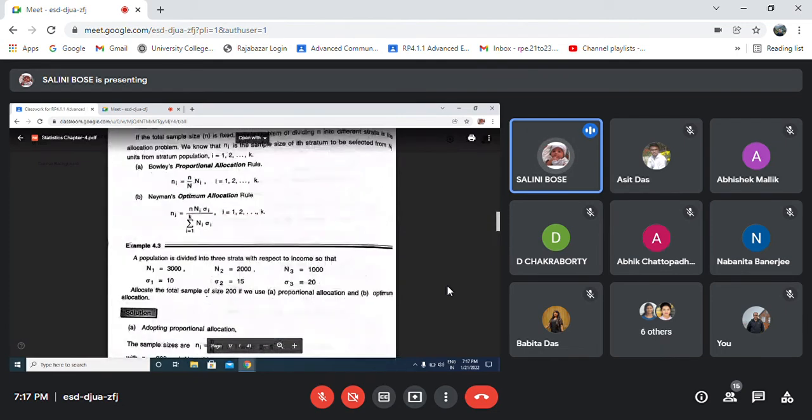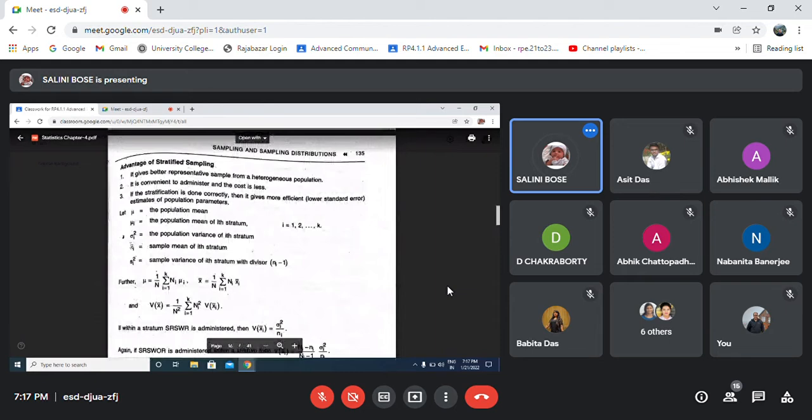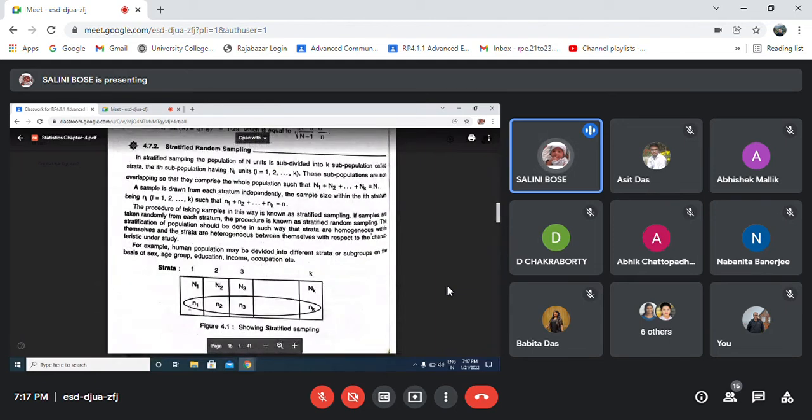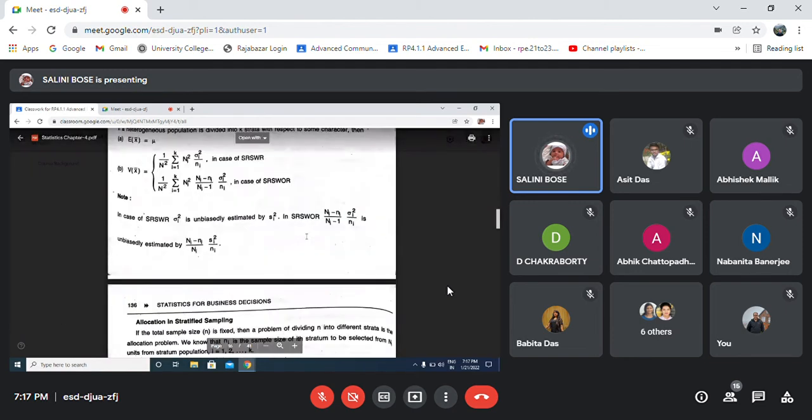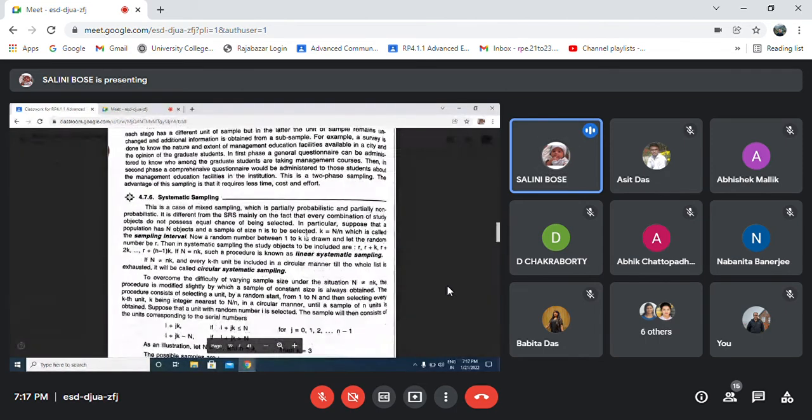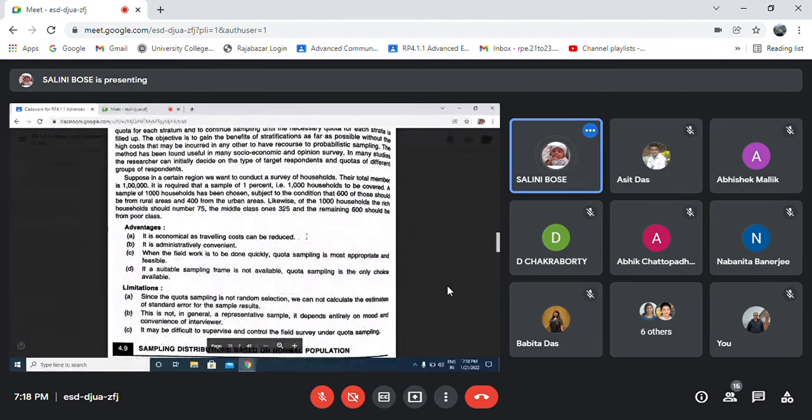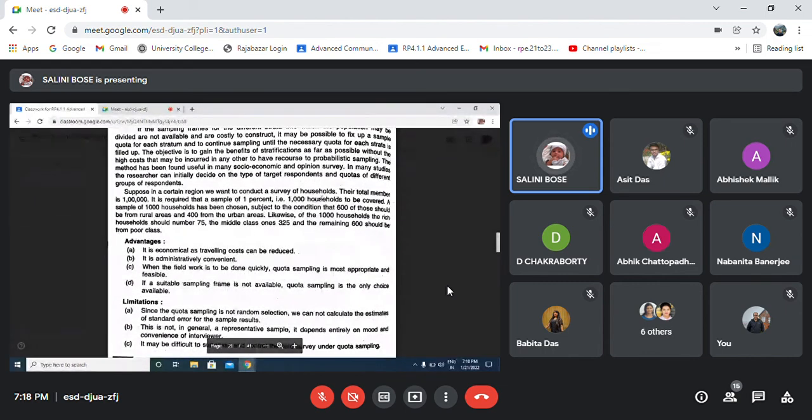Look, in stratified sampling there was no such condition. With the individual sampling statistics we estimate the population, but in quota sampling there is a condition in each stratum. That is why it is called quota sampling. Just look, here it asks to cover 1000 households, and which 1000 people you will choose is not random. In stratified sampling we will choose these 1000 households randomly.